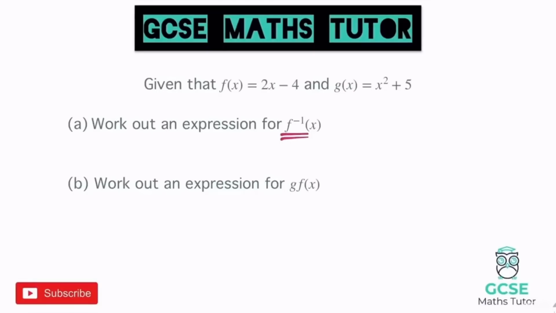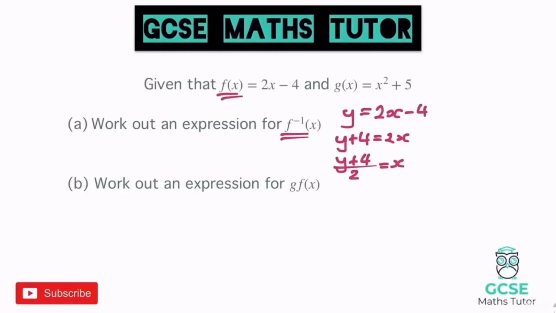We can change that f of x piece there for a letter. I'm going to just change it for the letter y. So y equals 2x minus 4. And I'm just going to rearrange it to make x the subject, which is hopefully quite nice and easy in comparison to the one we looked at earlier. So add 4 to both sides. You get y plus 4 equals 2x. And then divide both sides by 2. You get (y plus 4) over 2 equals x.